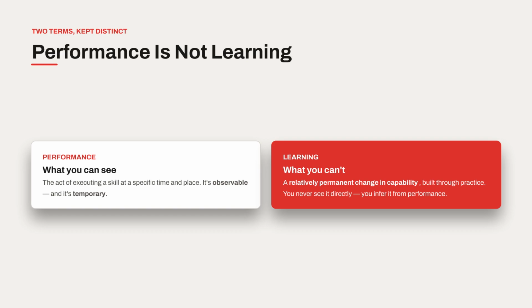And here's the key word, capability. Learning increases your potential. Notice what you cannot do with learning. You cannot see it. It's not a behavior, it's an internal change. So we are always stuck inferring learning from performance, which is the visible part. Hold on to that contrast, observable and temporary versus inferred and relatively permanent, because it's the backbone of this whole chapter.